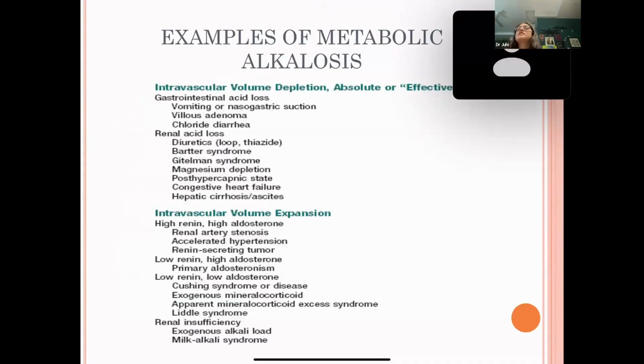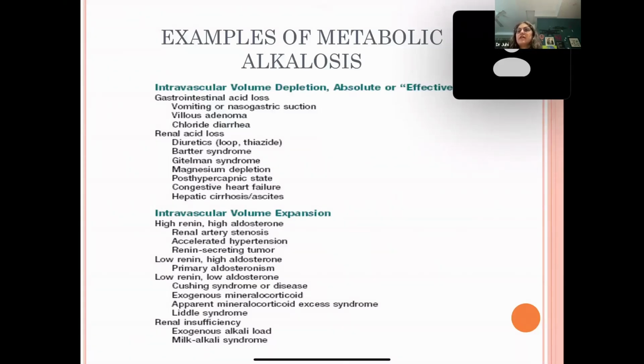Okay. And last, metabolic alkalosis examples. There will be the broad example: either it's an intravascular volume depletion or an intravascular volume expansion. So depletion can be due to maybe the patient is coming with vomiting, diarrhea, or the patient is on loop diuretics. And volume expansion due to multiple other factors like high aldosterone levels, high renin levels, Cushing syndrome, renal insufficiency, etc. Okay, so this is all about it.